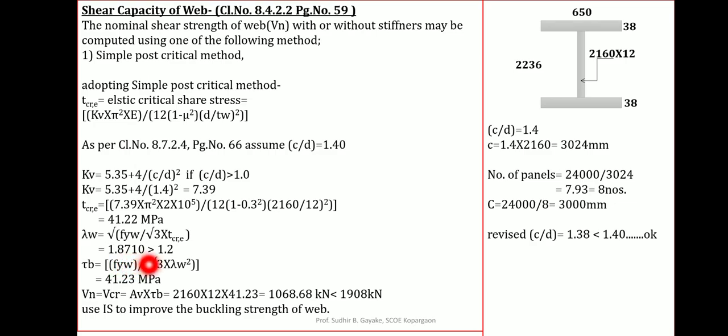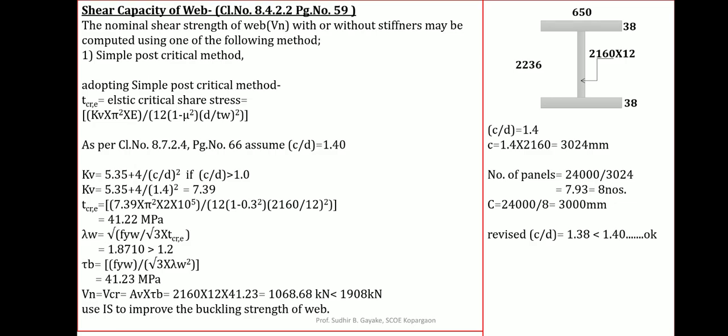So multiply this calculated tau B into shear area 2160 by 12. The calculated shear force capacity or shear buckling capacity is 1068.68 kilonewton, and this is failing the requirement of 1908 kilonewton, which is the maximum factored shear force coming on the cross section. Now a similar type of condition occurred in the previous numerical also, but at that time intermediate stiffeners were not required.